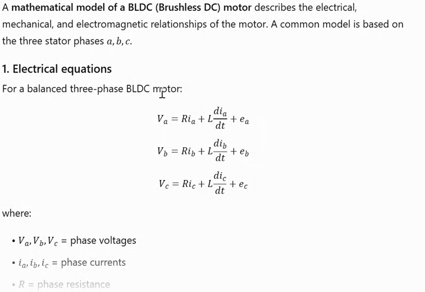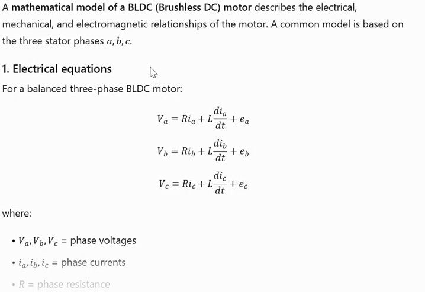Hello learners, in this video we are going to see the mathematical model of a brushless DC motor. Usually the mathematical model for a motor is the combination of electrical, mechanical, and the relationship between the electromagnetic parameters of that particular motor. A common mathematical model for a brushless DC motor can be derived as shown here.